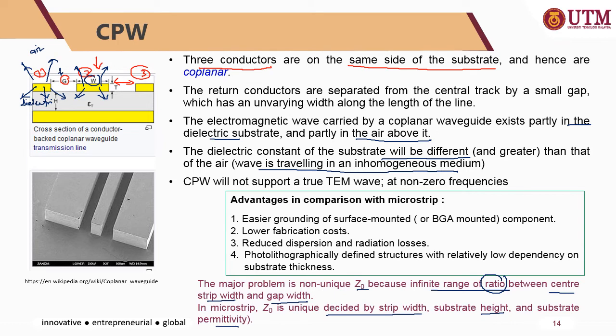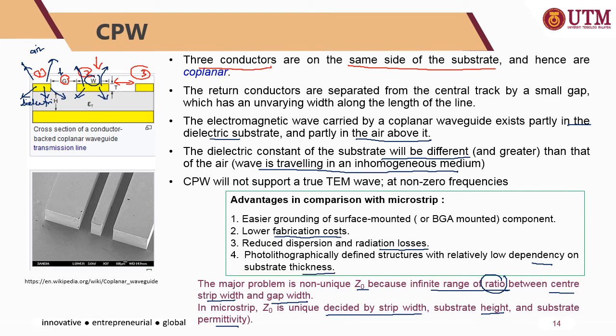So we are going to look at this calculation in the design process. The advantages of the CPW or coplanar waveguide in comparison with microstrip: it is easier grounding or surface mounted, it has lower fabrication costs, reduced dispersion and radiation losses, and photolithographically defined structures with relatively low dependency on substrate thickness.